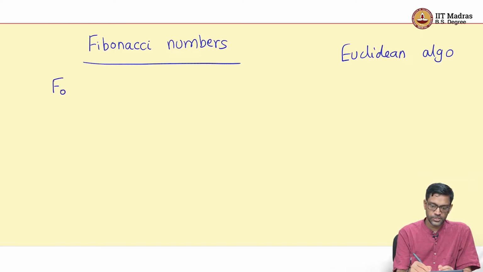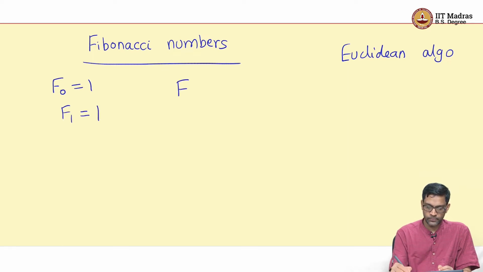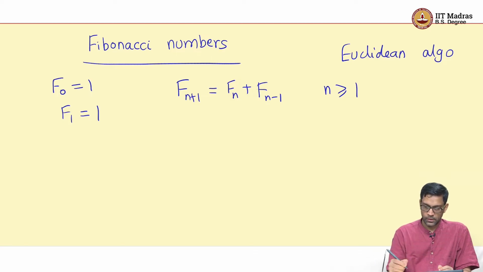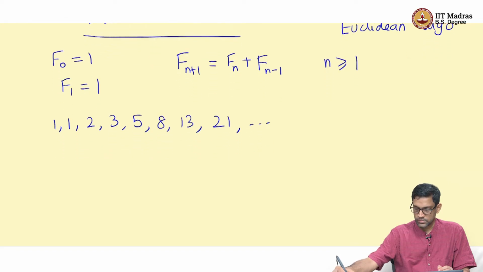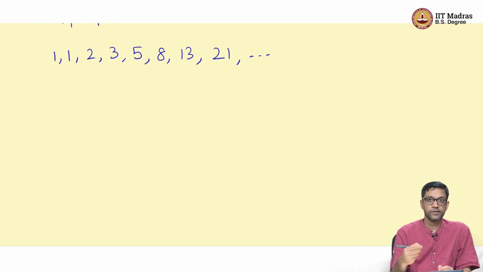So recall the Fibonacci numbers are f0 and f1 are 1, and the next term is just the sum of the two preceding terms for all n at least 1. Now the next few terms are 2, 3, 5, 8, 13, 21 and so on, and we could view the Euclidean algorithm, for example, applied to this as a continued fraction. So recall we talked about this earlier.